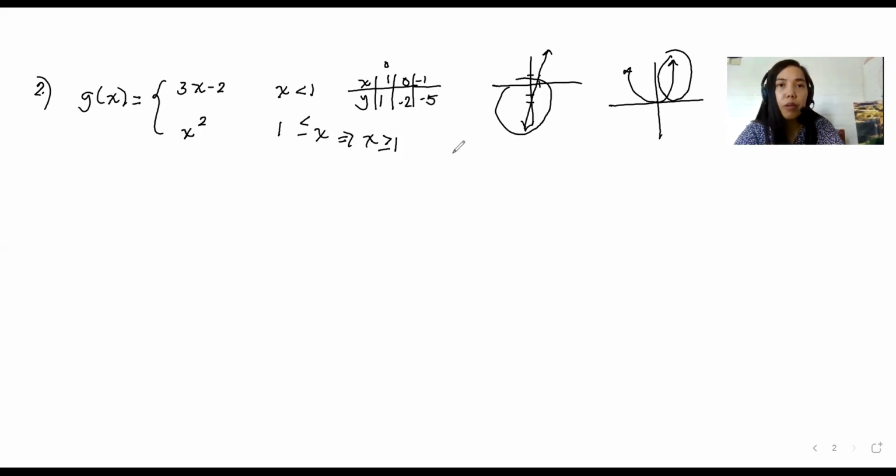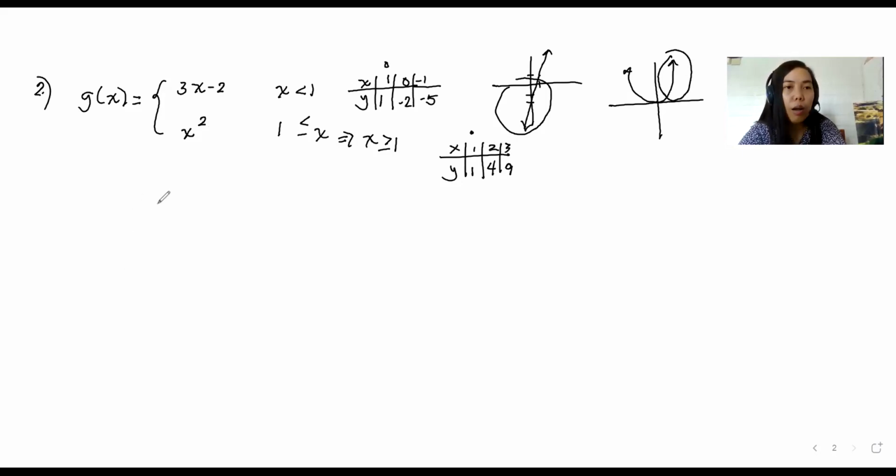The other one is a parabola. So it's closed at 1 since we have here greater than or equal to. So we have a closed circle at 1, since it's greater than or equal to 1, from 1 up to positive infinity. So if x is 1, y is 1. If x is 2, y is 4. If x is 3, y is 9. So here is the right side of the parabola.